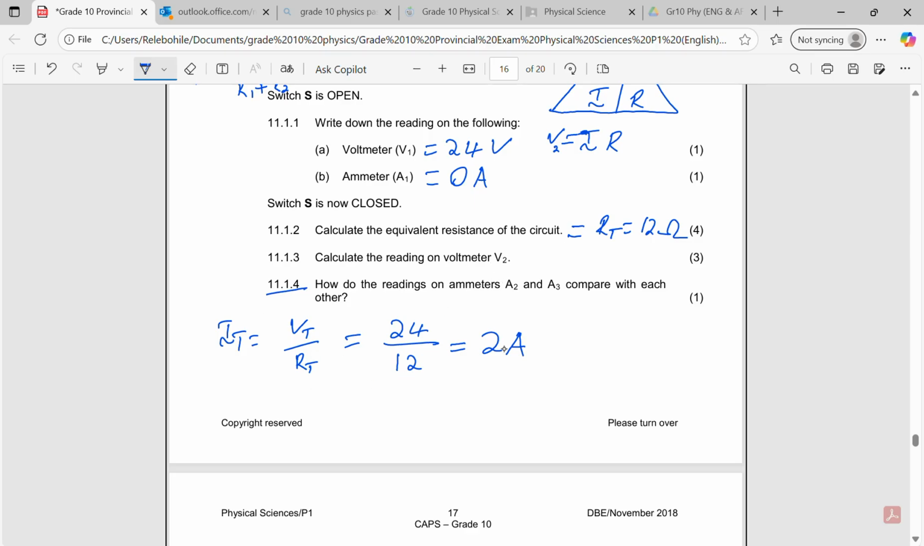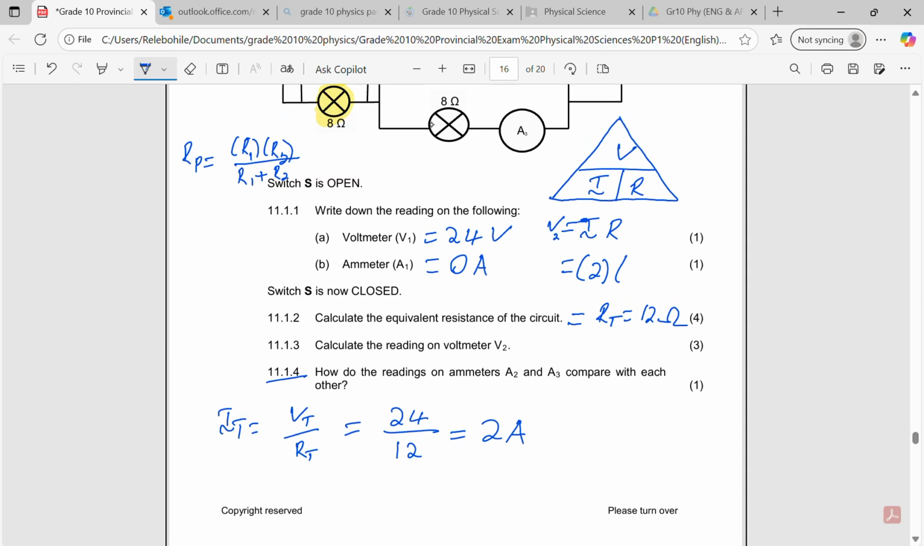Once we have found our current, guys, it means now we have the current and also the resistance. What is our current? Our current is going to be this one that we just found, which is 2. What is our resistance? Our resistance is the one connected to V2, which is, guys, 8 ohms. So I'm saying 8 multiplied by 2, and the answer I get is going to be 16 volts.